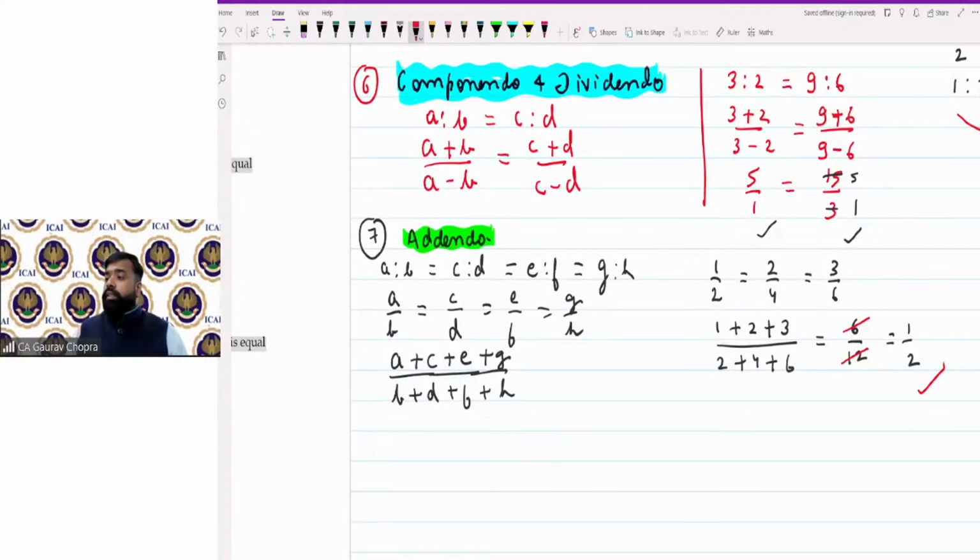Then Nazir is asking, what is the use of properties? See, we will see the use in questions. At present, we are just learning the properties. We are understanding the properties. You will find out the use while doing questions. All right, Nazir.